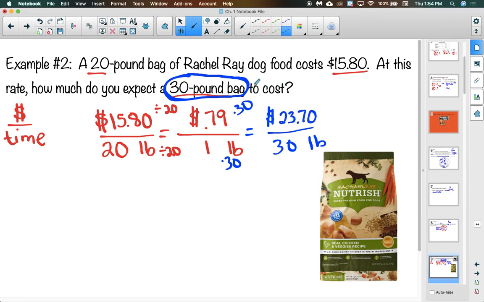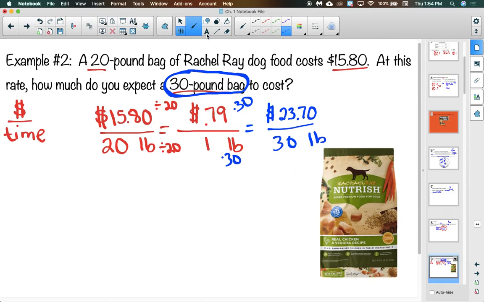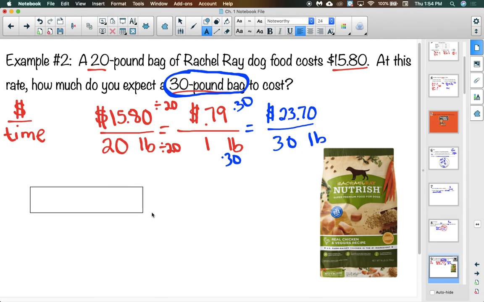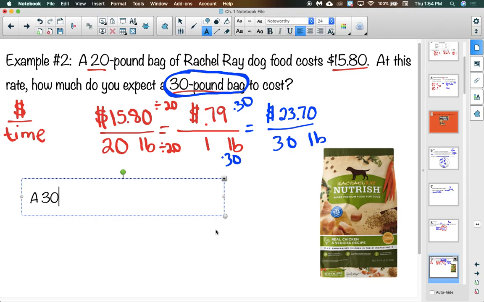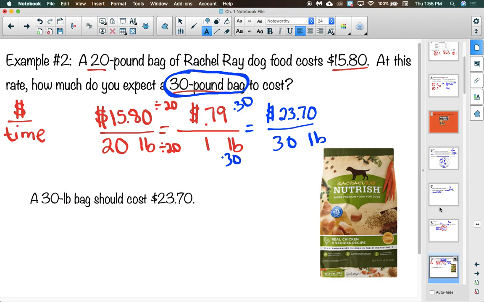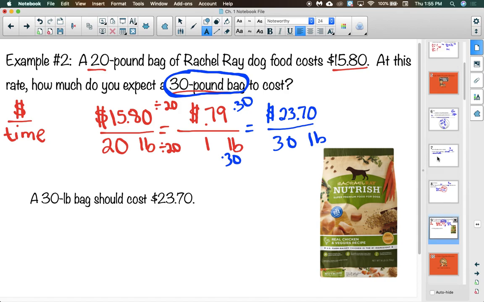So to answer the question here, we had to go through 2 steps. First, we solved for 1 pound, and then we multiplied to figure out the cost of 30 pounds. So the answer to our sentence is a 30-pound bag should cost $23.70.